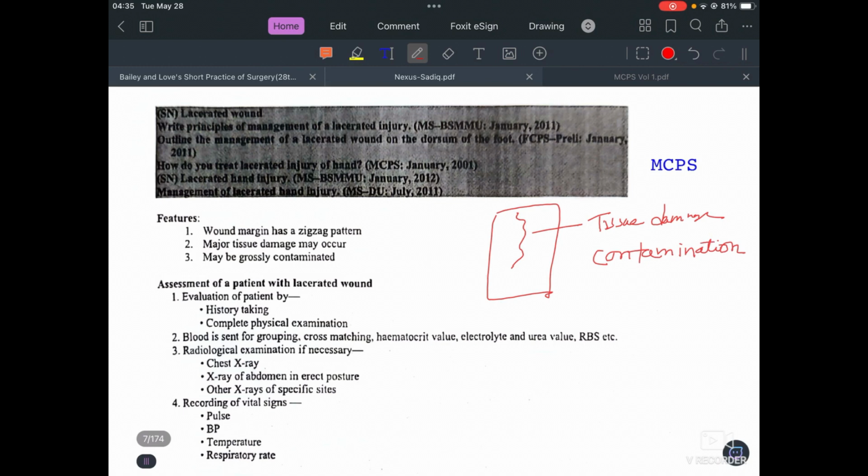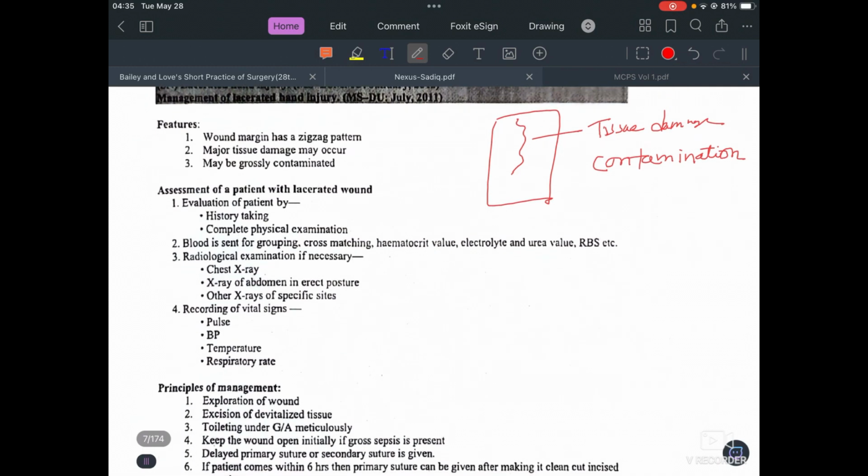Assessment of the patient with the lacerated wound. So what we have to do for the assessment, we have to evaluate the patient by history taking and complete physical examination. Now blood is sent for grouping, cross matching, hematocrit value, electrolyte and urea values, RBS, etc.